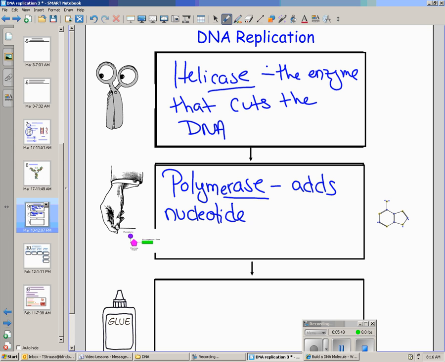And if you don't remember what a nucleotide is, that's what this structure is here. It consists of a 5-carbon sugar, a phosphate, and a nitrogenous base. And this is going to happen by the law of base pairing, which states that only certain bases are going to pair. So A with T and C with G.